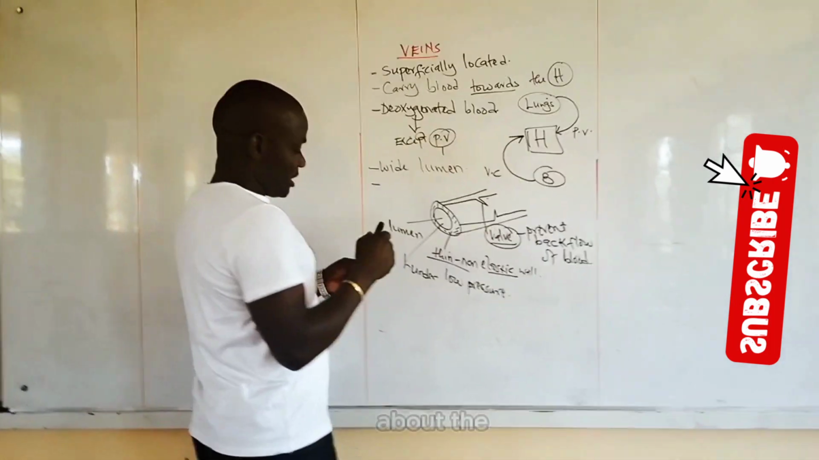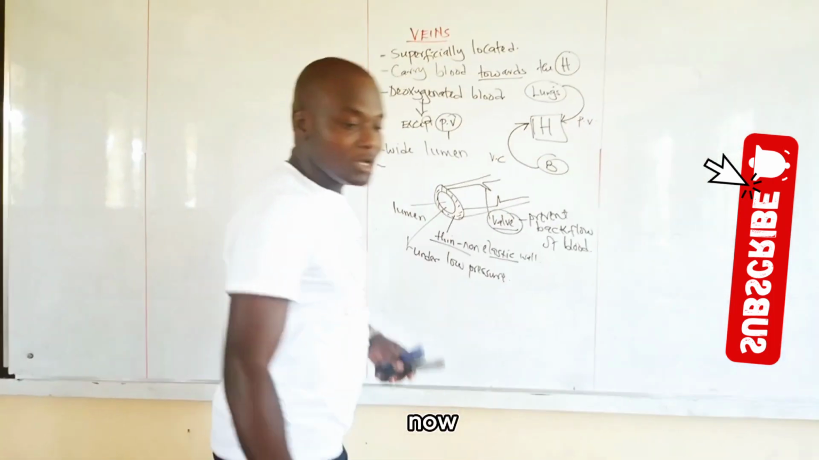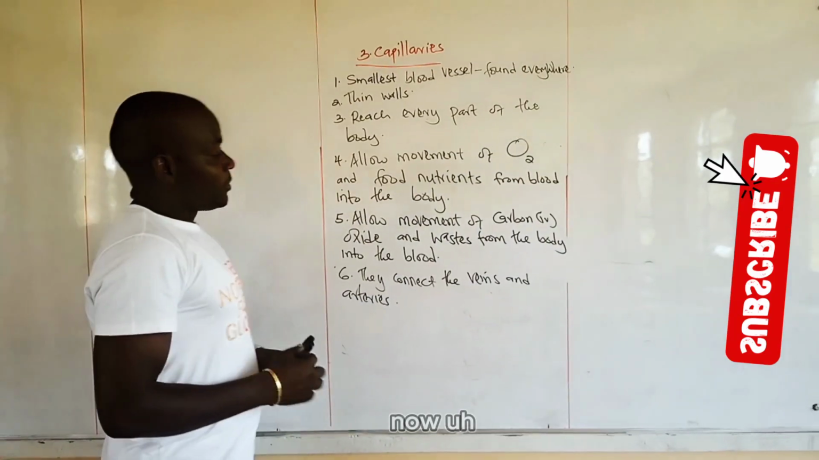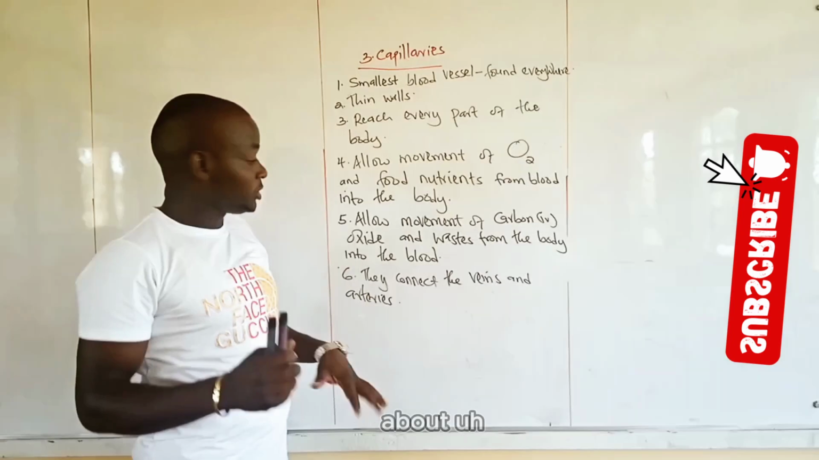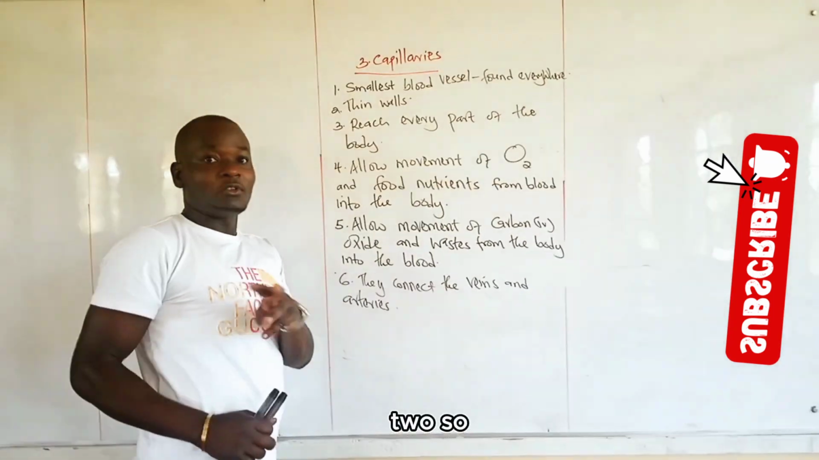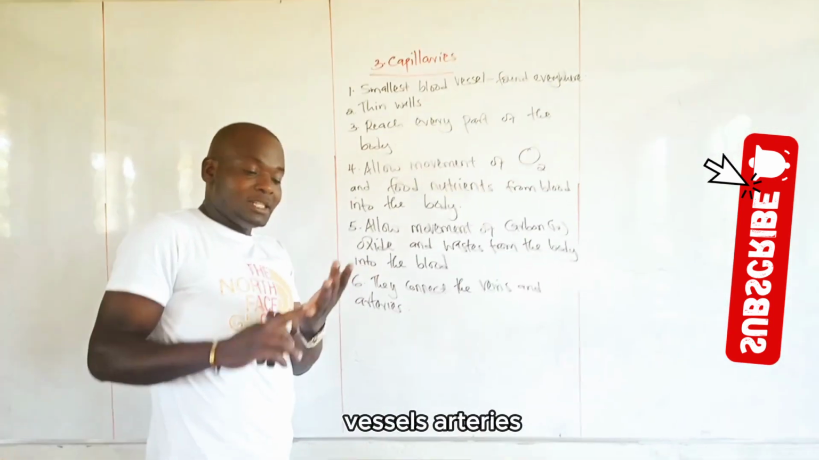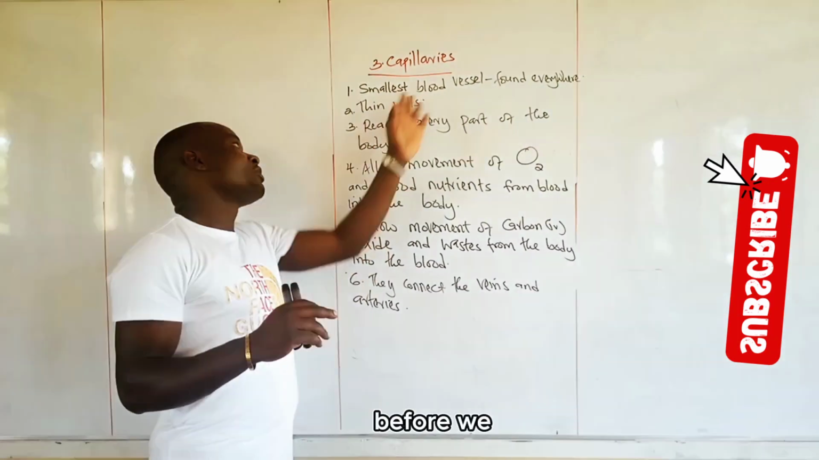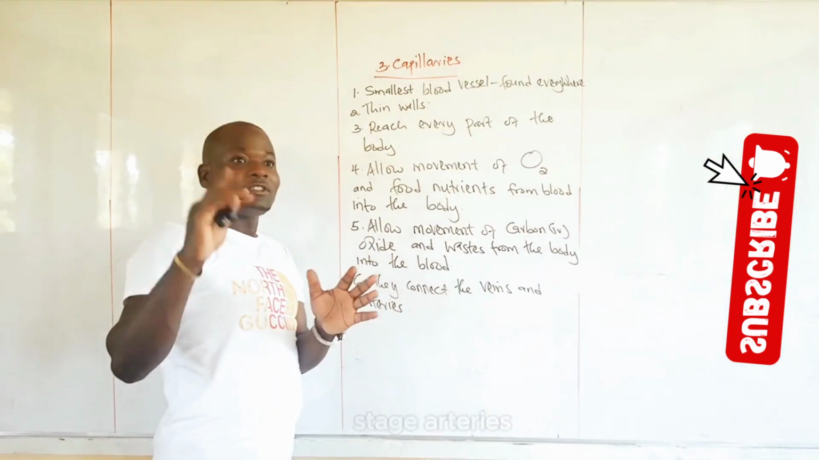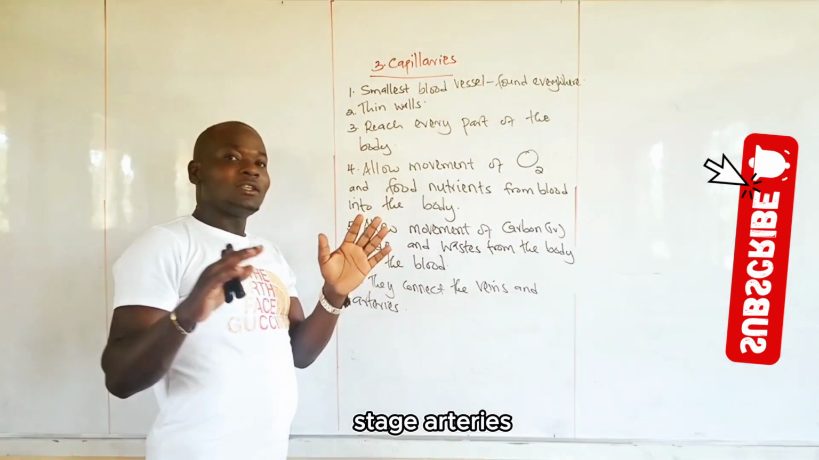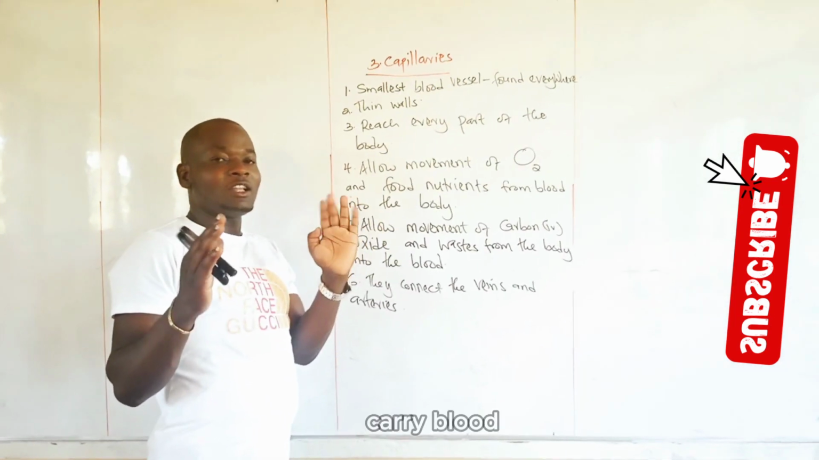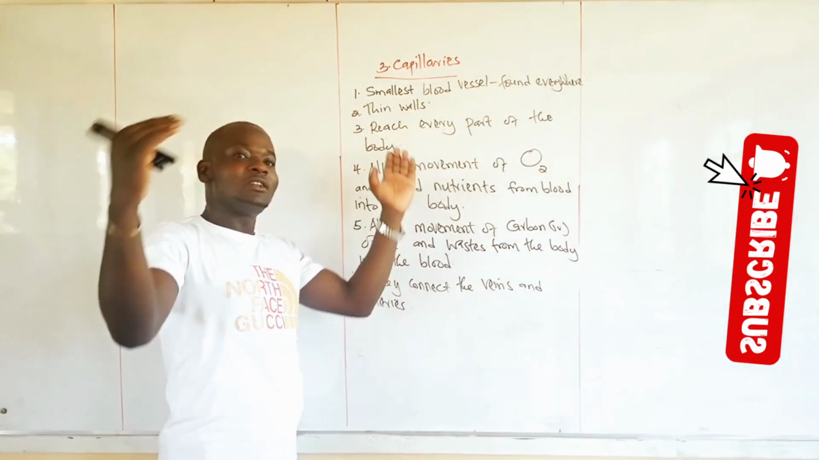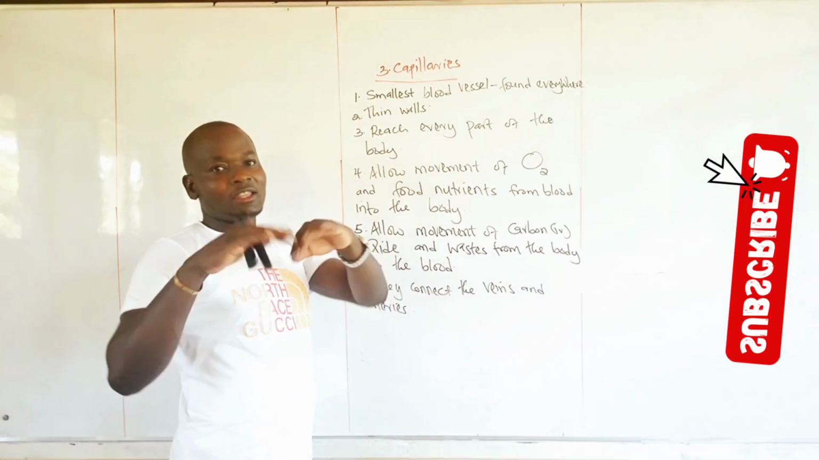So that's all about the veins for now. Maybe we can talk about the last one. Now, we have talked about two blood vessels so far, arteries and veins. Just a summary before we discuss capillaries: arteries carry blood away from the heart, veins carry blood towards the heart. I think that one is clear.